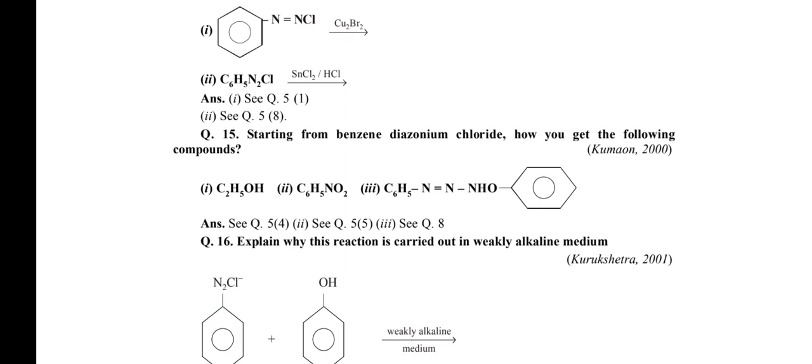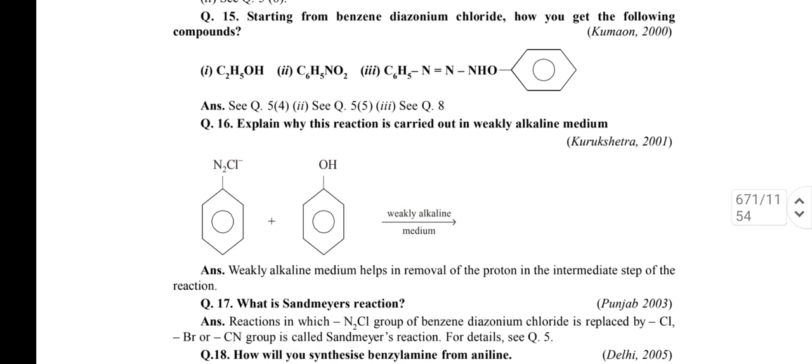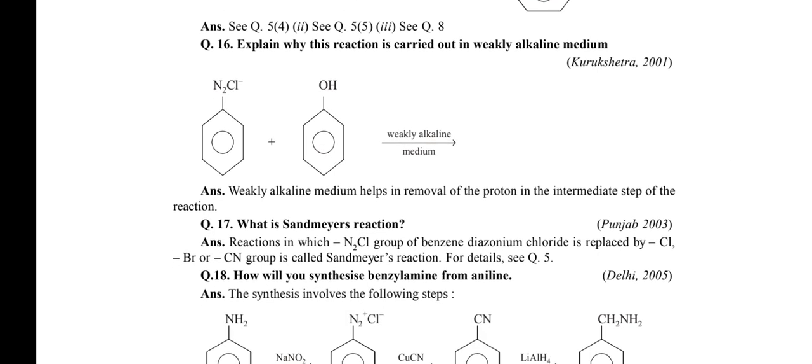Question number 15. Starting from benzene diazonium chloride, how will you get the following compounds: ethanol, nitrobenzene, C6H5N=NNHC6H5. For above, see question number above. Explain why this reaction is carried out in weakly alkaline medium. Reaction is benzene diazonium chloride plus phenol in weakly alkaline medium. Weakly alkaline medium helps in the removal of proton in the intermediate step of the reaction.